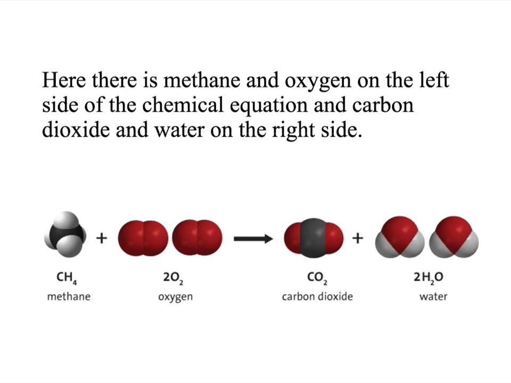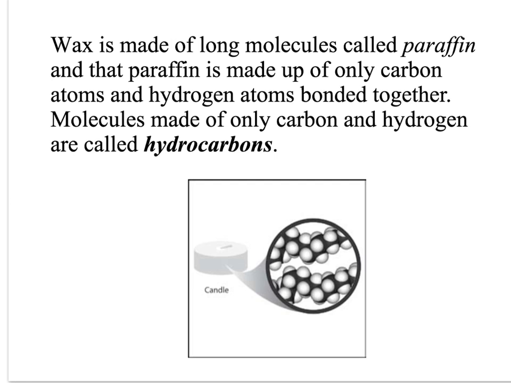This is the chemical equation for the combustion of methane. The atoms rearrange to become different molecules. Wax is made of long molecules called paraffin, and that paraffin is made up of only carbon atoms and hydrogen atoms bonded together. Molecules made of only carbon and hydrogen are called hydrocarbons. We will use the simple hydrocarbon, methane, as a model to show how the wax or any other hydrocarbon burns.